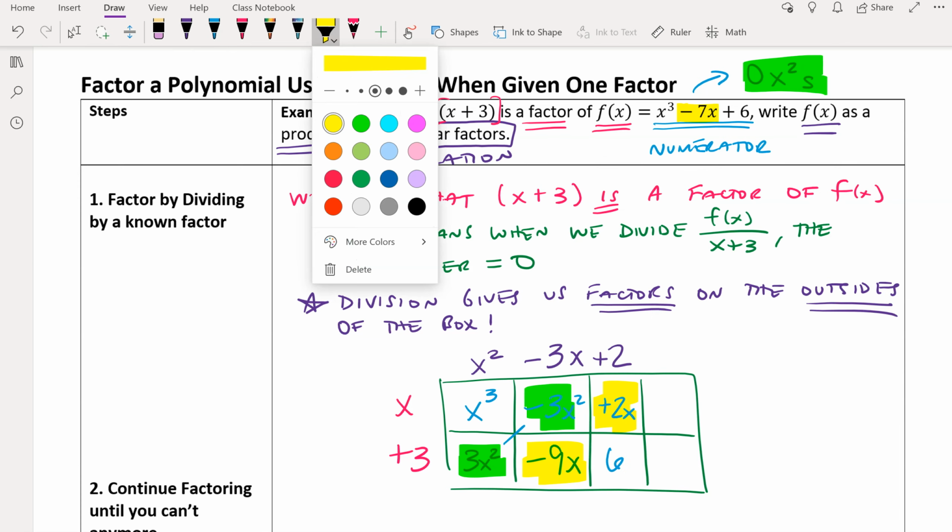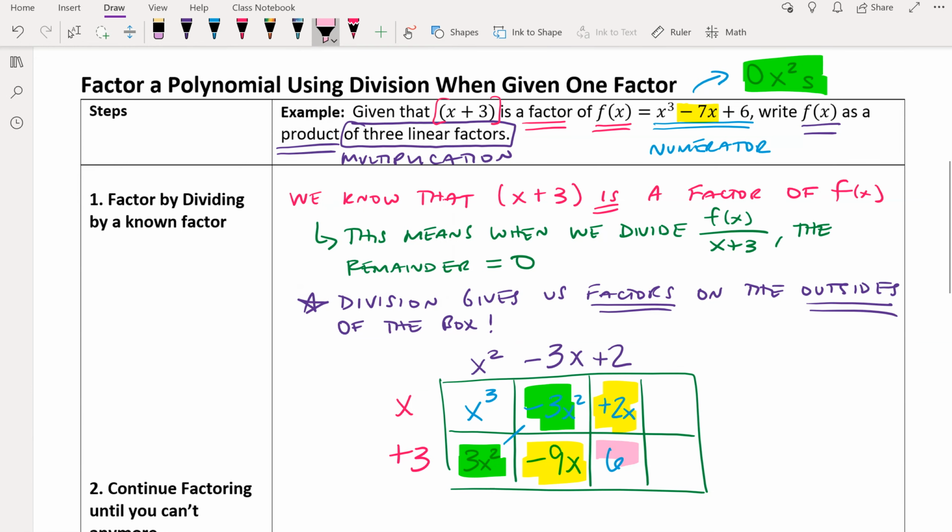And last, we get 6 on the inside. Let's make sure we ended with what we needed. We have 6 on the inside of our box. We needed 6. Well, what did we say the remainder would be when we divide by x plus 3, a known factor? Remainder would be 0. That's right. If you end with what you need, we ended with what we needed, so the remainder equals 0.